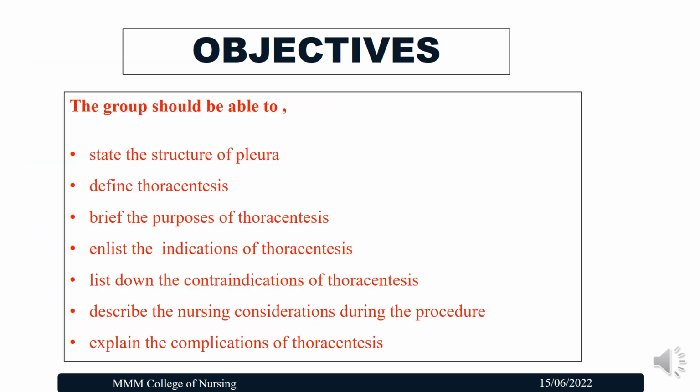The objectives include: the group should be able to state the structure of pleura, define thoracentesis, brief the purposes of thoracentesis, enlist the indications of thoracentesis, list down the contraindications of thoracentesis, describe the nursing considerations during the procedure, and explain the complications of thoracentesis.